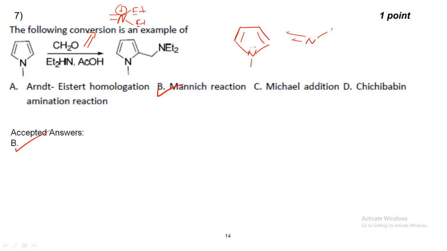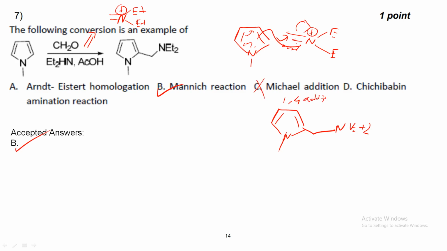So this is the electrophile, and this particular carbon attack is there, and it would generate this particular molecule. Quite easy, how we can solve this. So this is the right answer. And Michael addition, we all know, is the 1,4 addition reaction, so that should not be the case here.